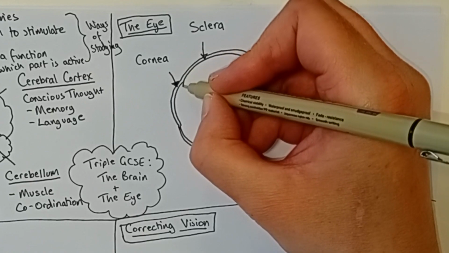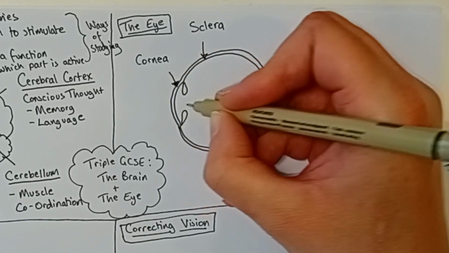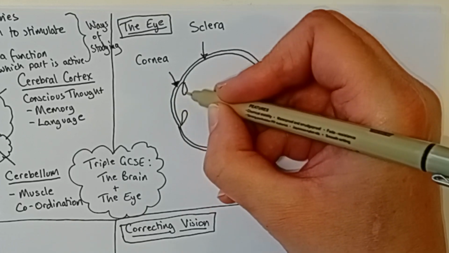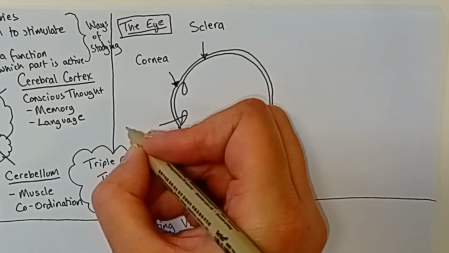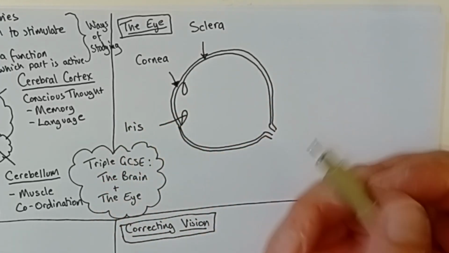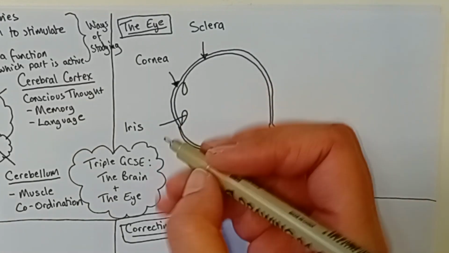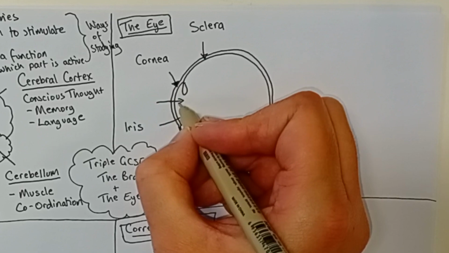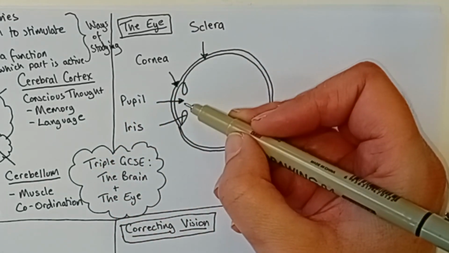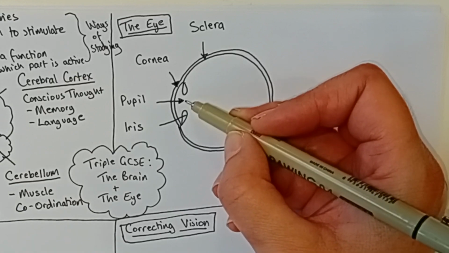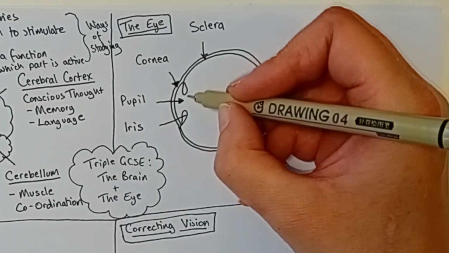Behind the cornea then, we've got a circular muscle, but if we cut it in half, there'd be a hole in the middle of it. It's actually a donut shape, and that is the iris. And that has two sets of muscles that can make the hole in the middle wider or narrower. And the hole in the middle is the pupil. So the reason the pupil, when you look at your eye, is a black dot is because literally it's a hole straight through to the back of your eye. The back of your eye is black.